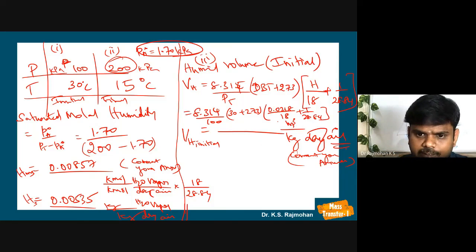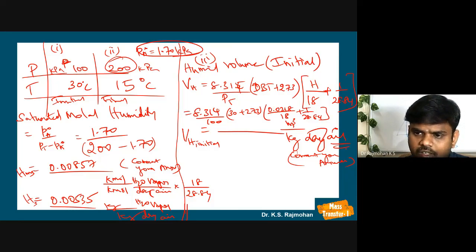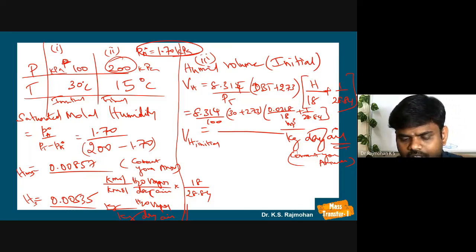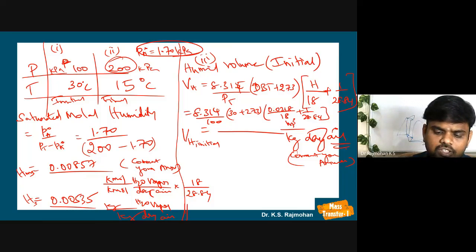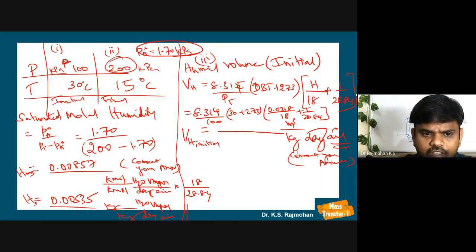What is the formula? R value 8.314 by P total in kilopascal, dry bulb temperature in degree Celsius plus 273, into H, the absolute humidity in kg of water vapor per kg of dry air, divided by 18, the molecular weight of water, plus 1 by 28.84, the molecular weight of air. So that is the value corresponding to initial conditions, that is 30 degrees Celsius and this pressure.